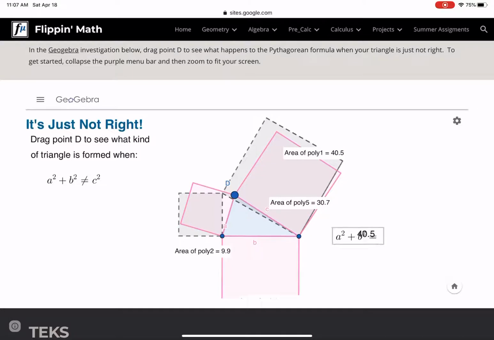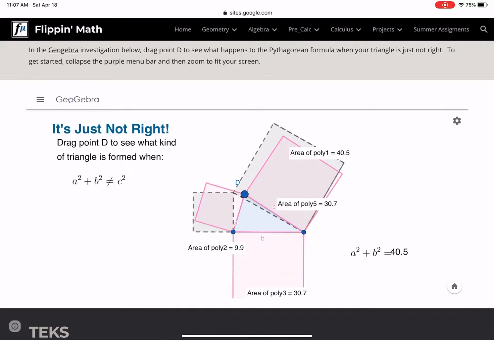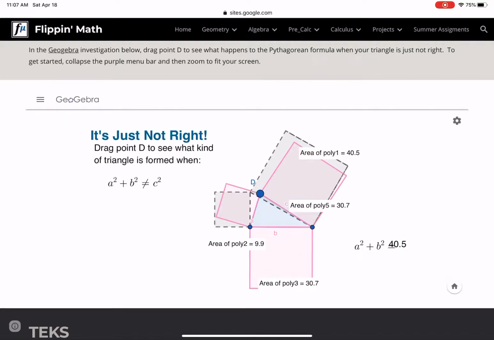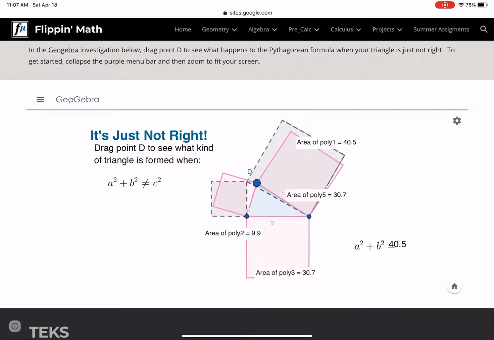I also have over here our a squared plus b squared. Apparently it's equal to 40.5. And then let me shrink this down a little bit so I can see everything that's happening on the full screen. All right, there we go. So just like the picture for the objective, in the background we have in gray a perfect right triangle with side lengths A, B, and C.